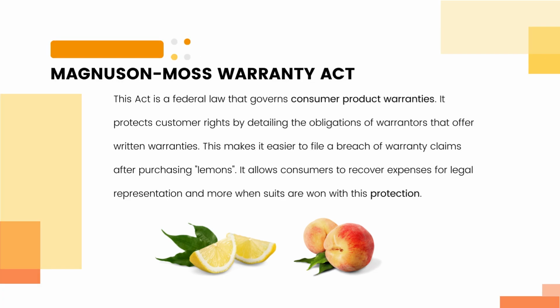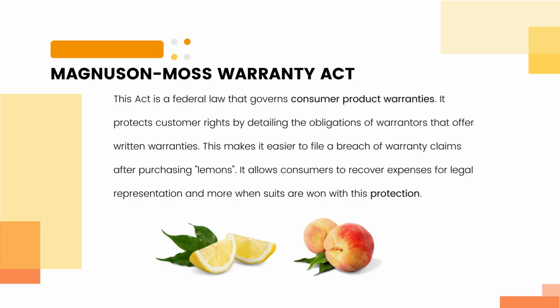The Magnuson-Moss Warranty Act was passed by Congress in 1975 and serves to protect consumers from purchasing lemons. This act governs the content and regulation of consumer product warranties. The Act protects consumers' rights by detailing the obligations of warrantors that offer written warranties on their consumer products. The Act also limits the restrictions that can be placed on implied warranties.